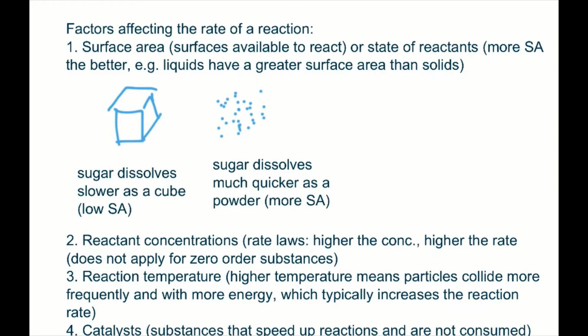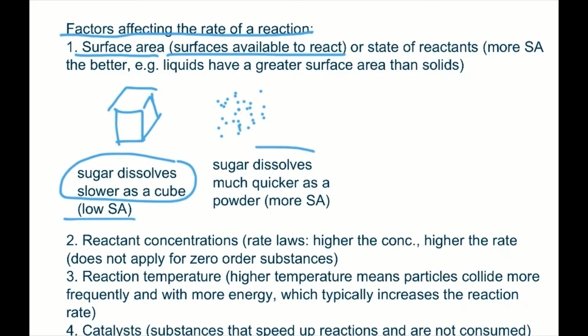Hi everybody, in this video we are going to continue to talk about reactions. More specifically, we are going to talk about the factors that affect the rate of a reaction. The first factor comes down to surface area, or the area of the surface that is available to react. So in this example, a sugar cube will dissolve slowly because there is a low surface area. Meanwhile, something like powdered sugar will dissolve much more quickly because there's more surface area when you crush up things.